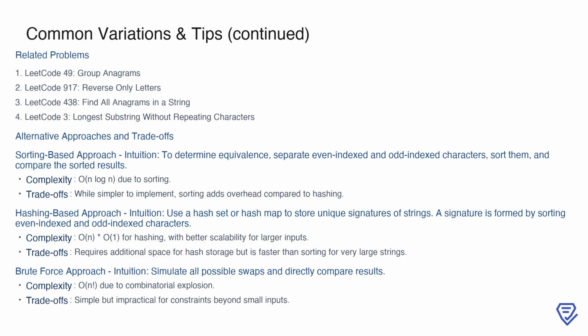This method, with a complexity of O(n), is more scalable for larger inputs but requires additional space for the hash storage. Finally, there's the brute force approach, where you simulate all possible swaps and directly compare results. While simple in concept, this approach has a factorial time complexity of O(n!), making it impractical for larger input sizes. Each method has its strengths and weaknesses, so understanding where to apply them is key.